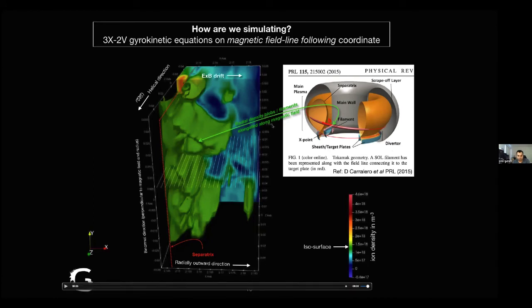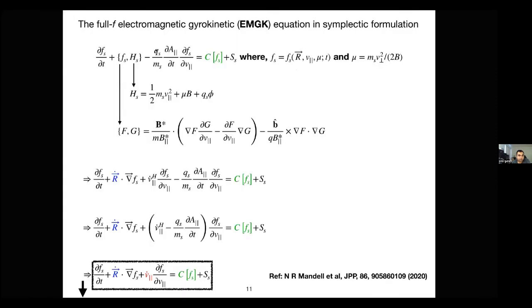Yeah, so there is a separatrix. And we are doing a very simplified helical geometry here. No X points and nothing, for the experts. But how are we simulating? We are simulating very simple things. We know the Vlasov equation. So this is just the Vlasov equation, electromagnetic.